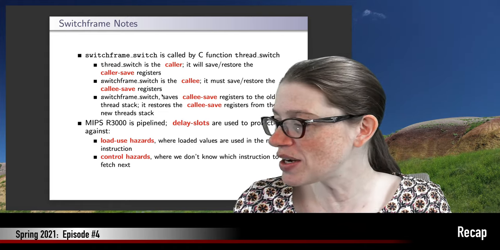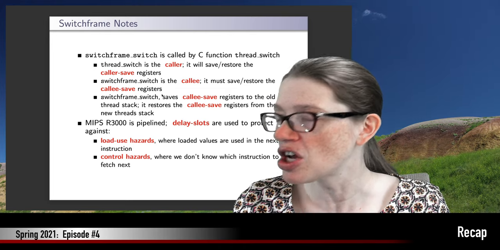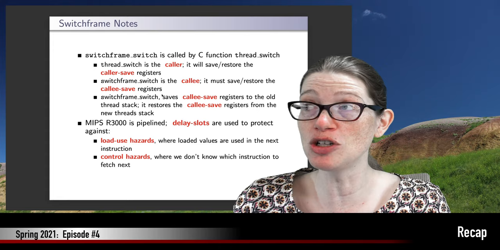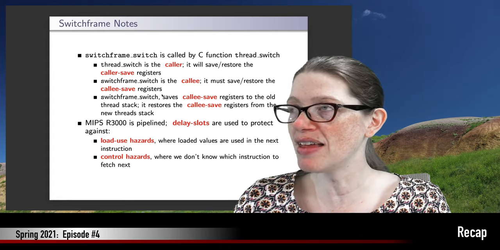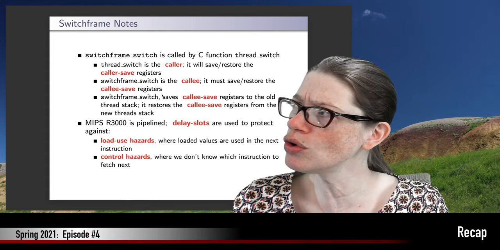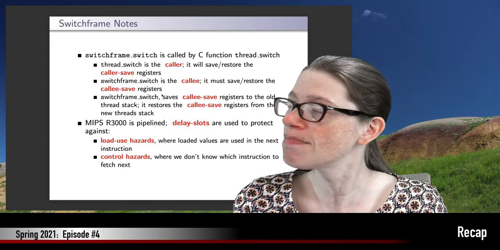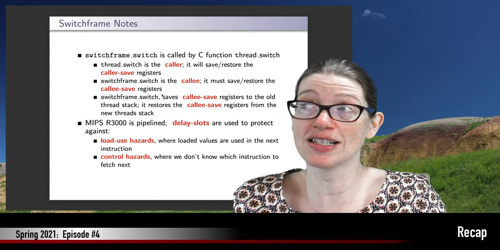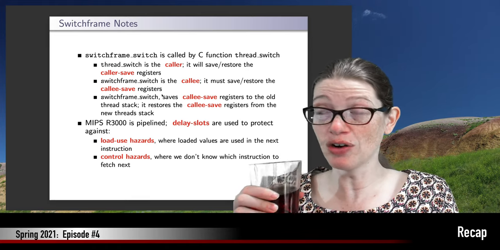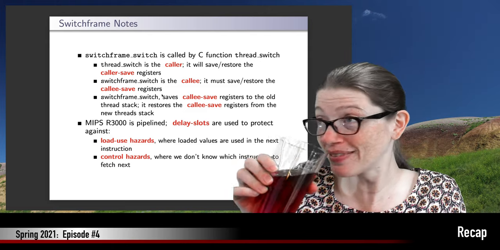All right, so question on Twitch. Is there a function called context switch? I mean, not in OS161. We don't use that. We use thread switch. That's what we use. But that might exist in other operating systems. I'm not sure what the name of the function is in the Linux kernel. I mean, you can download the Linux kernel code and look if you want to see what it's called there. Although I will say that the Linux kernel code is quite a handful to read through.